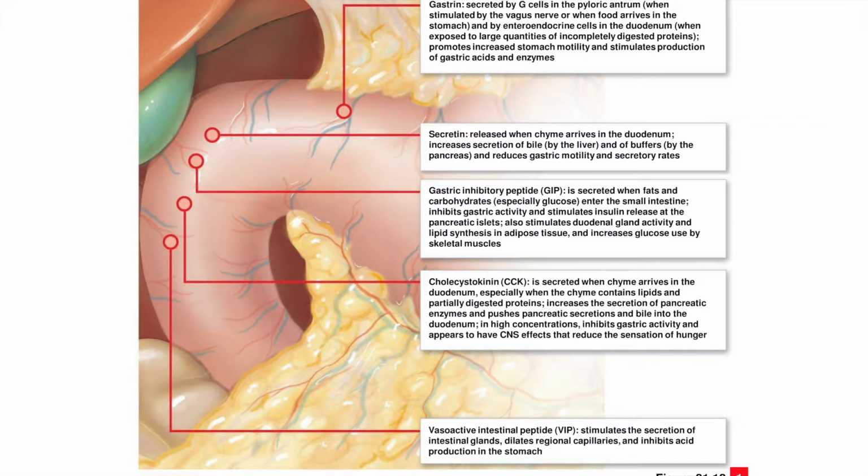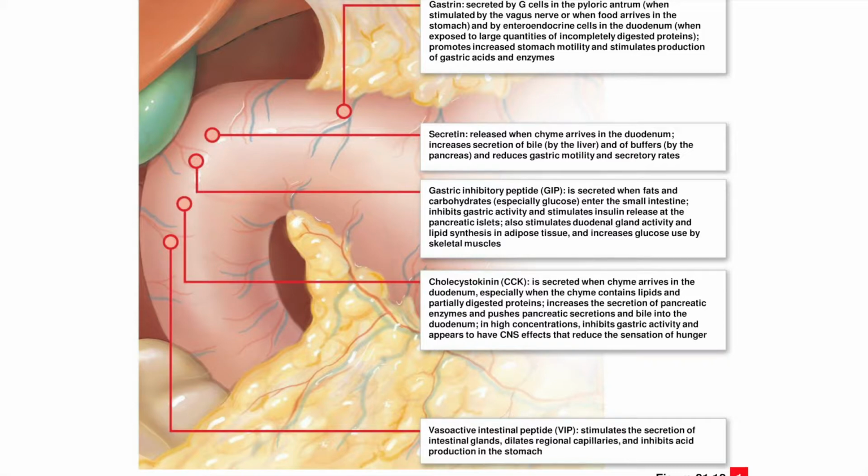We also have secretin. This is released when chyme enters the duodenum, the first part of the small intestine. This increases secretion of bile from the liver and buffers from the pancreas. It also reduces gastric motility. So when food enters the intestines, we release secretin, which gets the intestines ready to go, and it also tells the stomach to slow down.